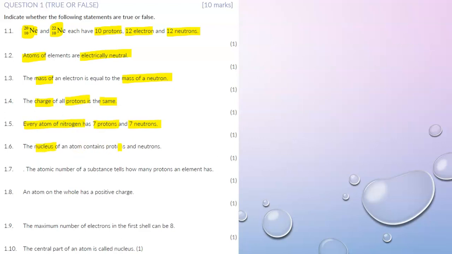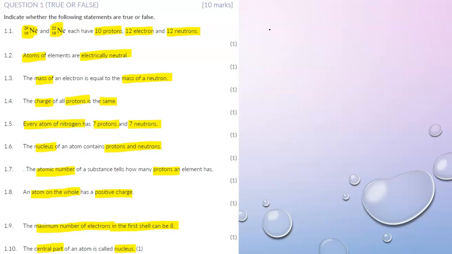The nucleus of an atom contains protons and neutrons. Atomic number of a substance tells us how many protons an element has. An atom on the whole has a positive charge. The maximum number of electrons in the first shell can be 8, and the central part of an atom is called a nucleus. And what I'm going to try and do is make a little summary here again, just in a shorter way.